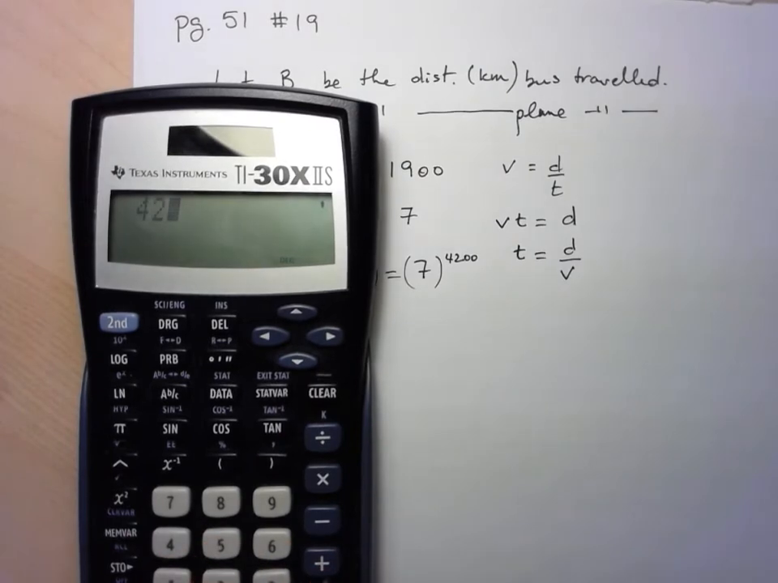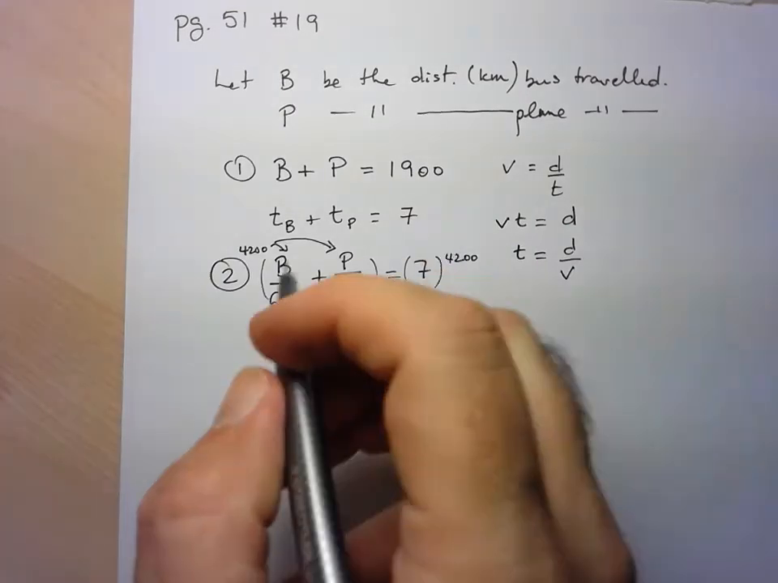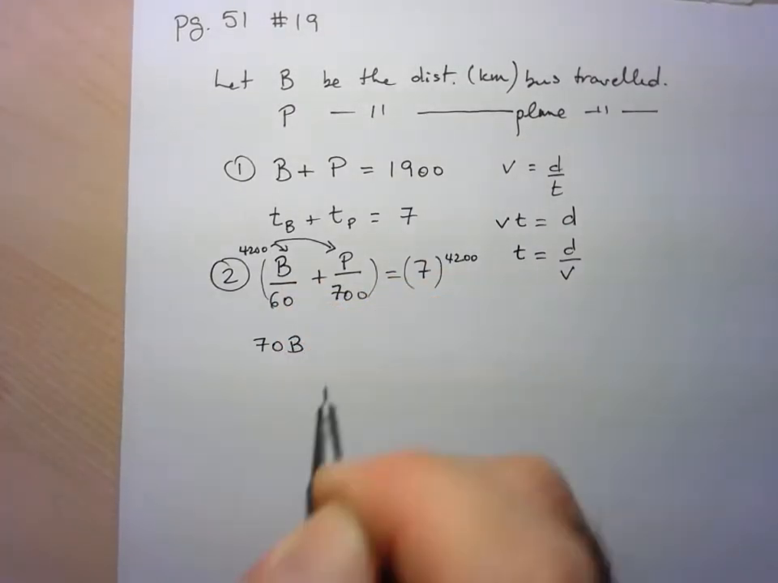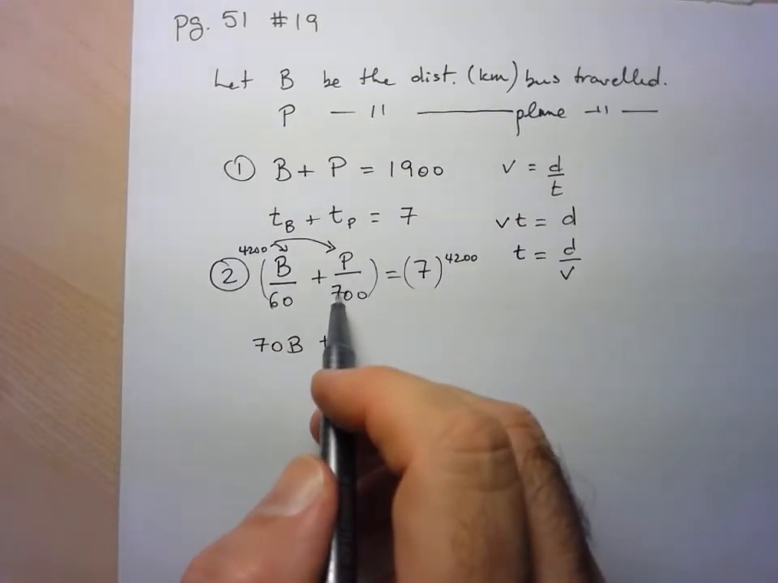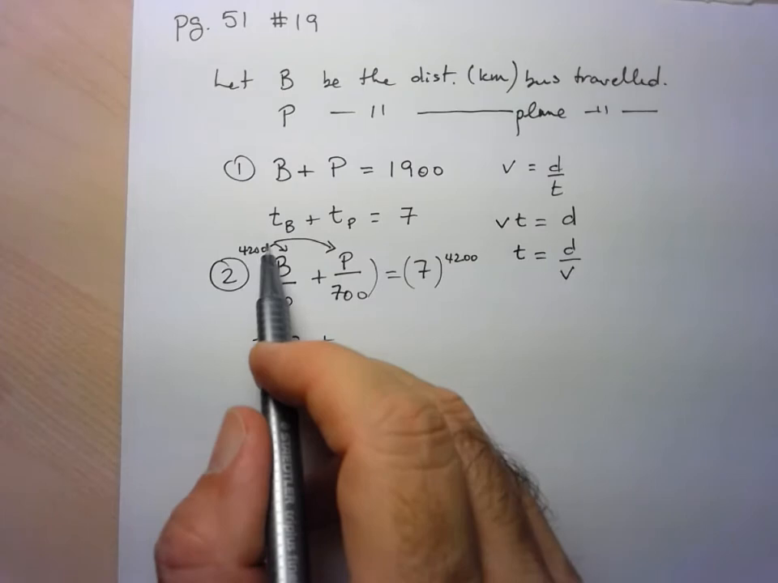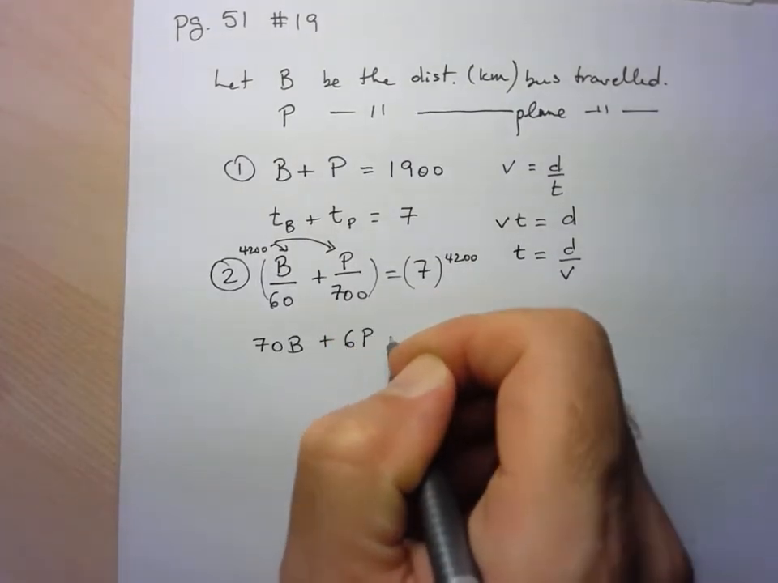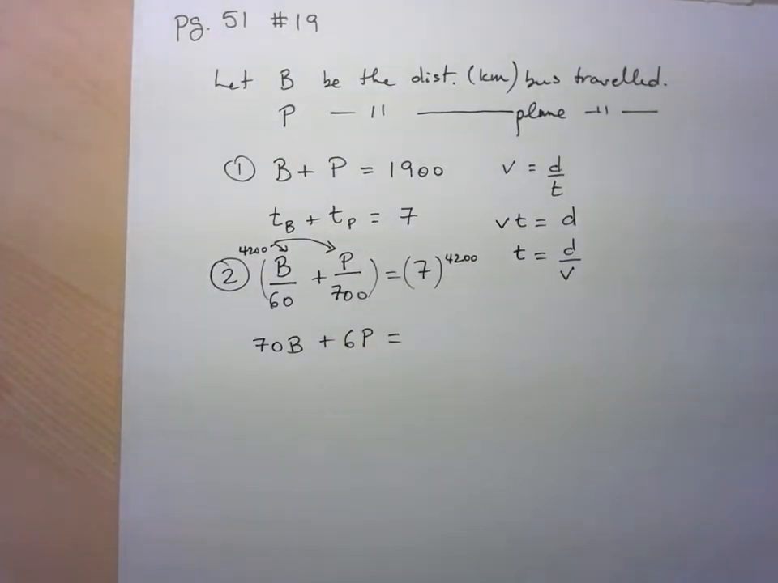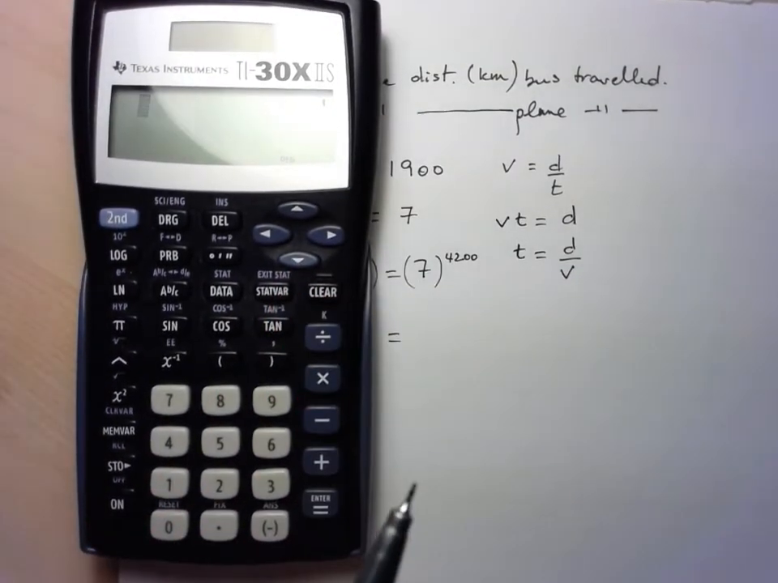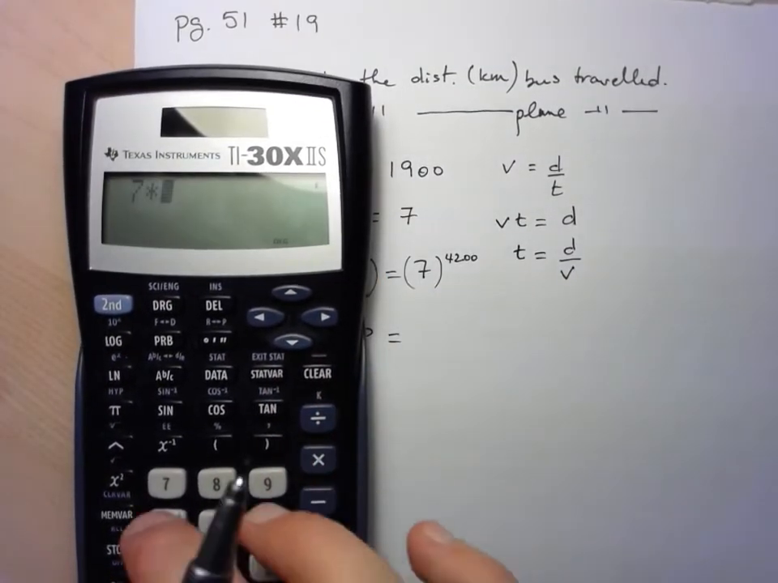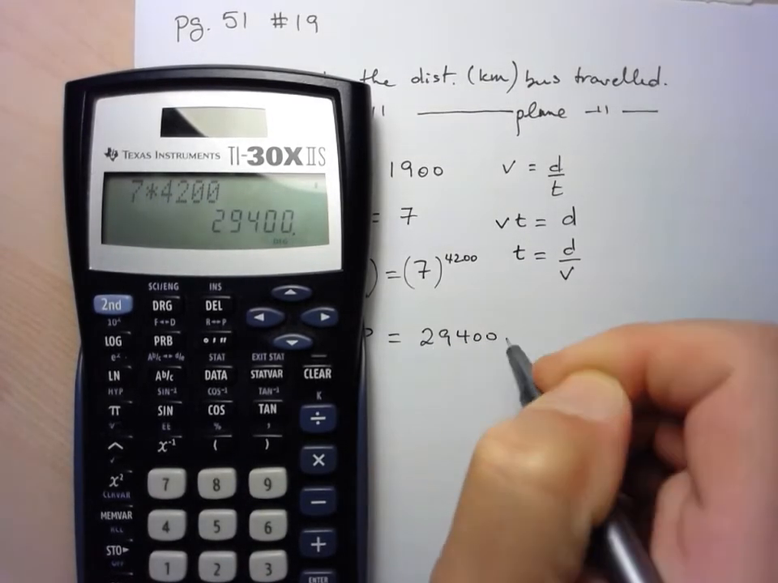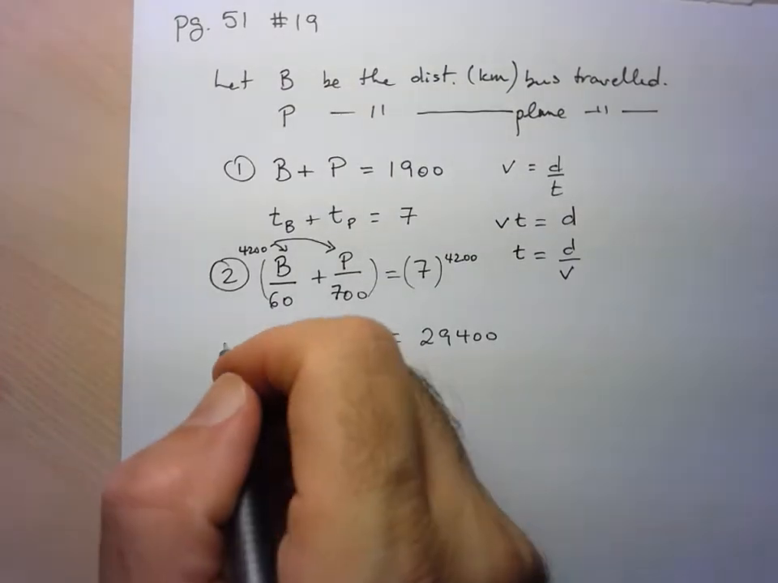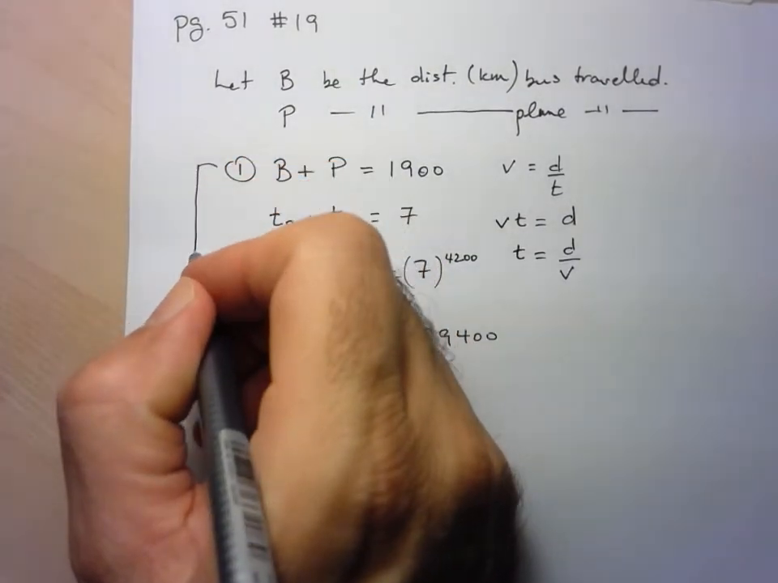If you're not sure, in fact, just to be sure, let's use our trusty calculator here. 4,200 divided by 60. Yeah, it indeed does reduce nicely. So that's 70b, plus 4,200 divided by 700. I think that one there, we don't have to do any work. That's just going to be equal to 6p. And here, let's use our calculator for 7 times 4,200. 7 times 4,200 equals 29,400.